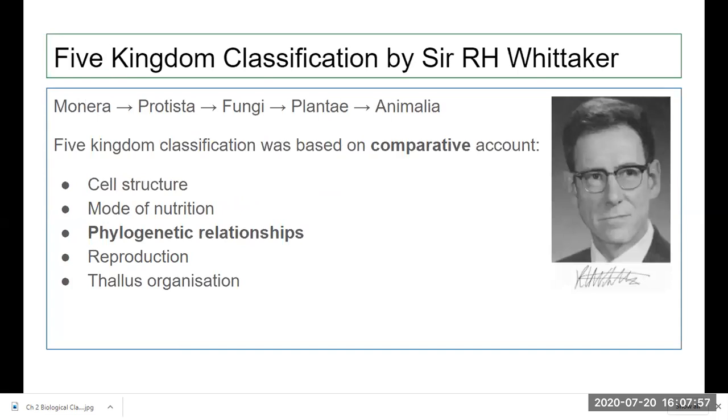we would not be reading about the classification system given by Carolus Linnaeus today. This other classification, which is the most popular one, which we read even in the current times, is a five kingdom classification, and it was given by Sir R.H. Whitaker. Now, the previous one was based on the morphological characters, whereas this one was based on a comparative account, because by then we also understood the concept of evolution. Evolutionary relationships are phylogenetic relationships.